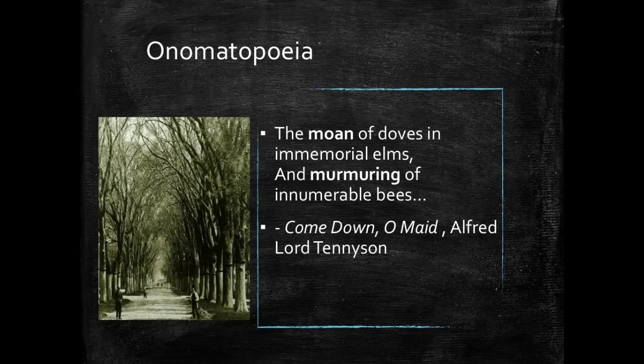So here's a quote. The moan of doves in immemorial elms and murmuring of innumerable bees, from an old poem, Come Down, O Maid by Lord Tennyson. You hear that moan of doves, but the onomatopoeia is with doves moaning. It gives you almost kind of a sadder, more somber sound, because the doves aren't bubbling or anything, they're moaning. And murmuring of innumerable bees. Again, you can hear that kind of sound that bees make coming out through that particular quote.